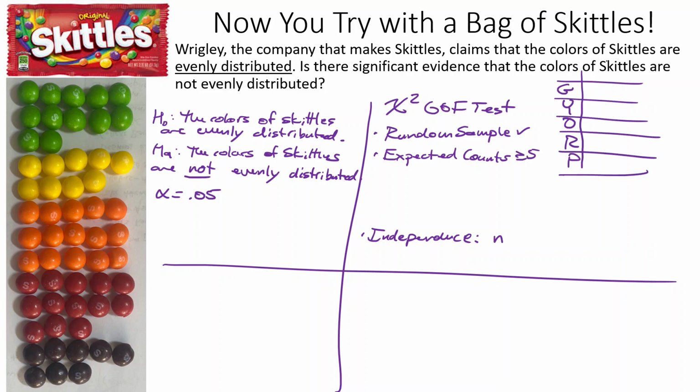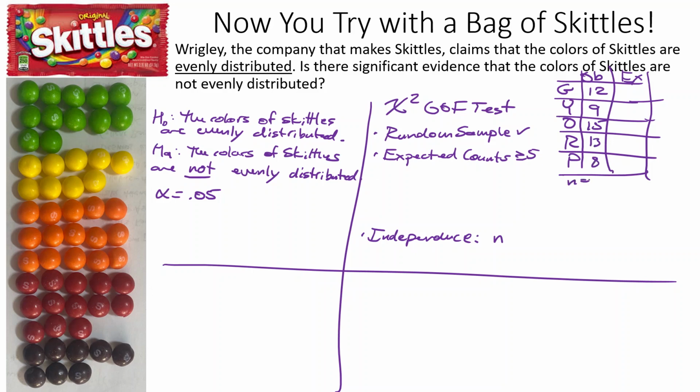All right, so I'm just going to make a little chart here. I've got observed and then expected. We've got to put this somewhere so they can see it. So the green, we're just counting, we've got 12. Yellow, we've got 9. Orange, looks like 15. Red, looks like 13. And purple, that looks like 8 to me.